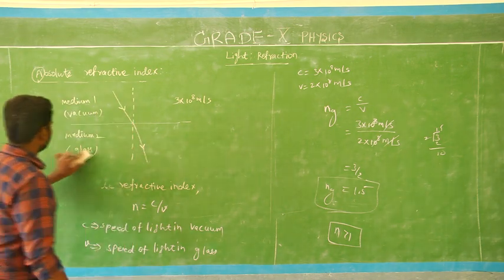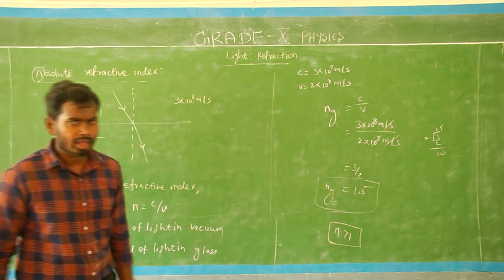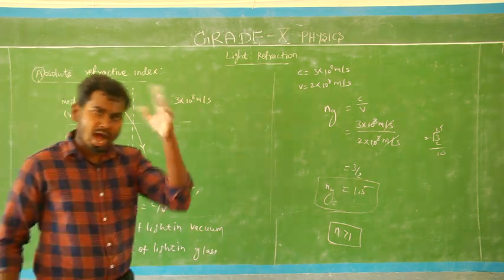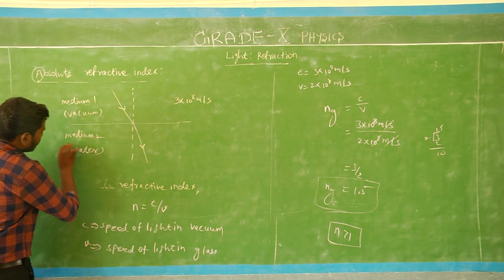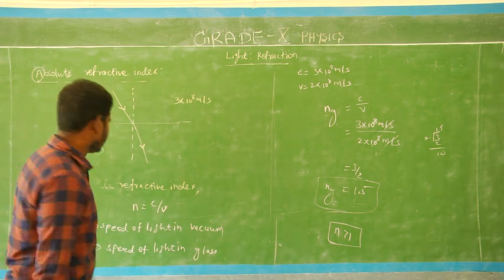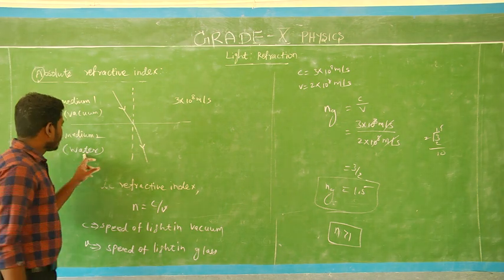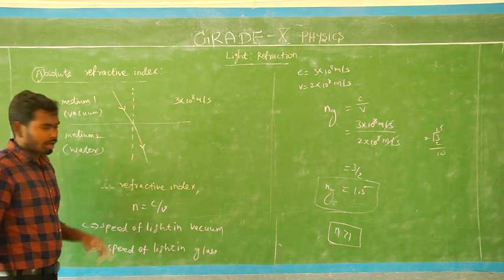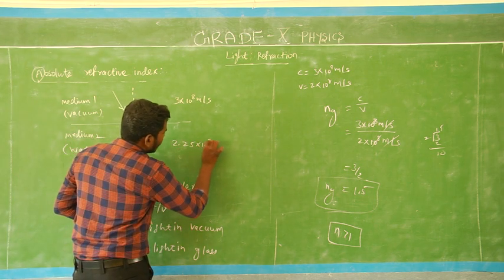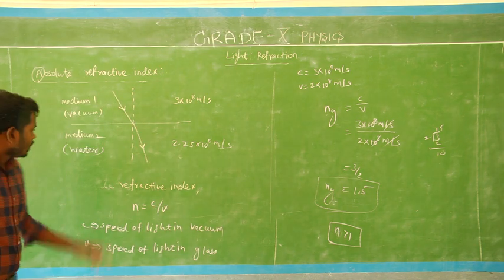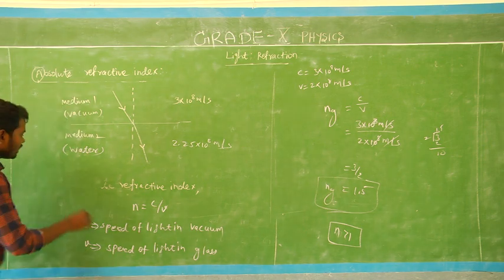In the second case, take another medium. Instead of glass, take another medium, for example water. Now find out the absolute refractive index value. In water, what is the speed? 2.25 into 10 to the power of 8 meter per second. So in water, the speed of light is equal to 2.25 into 10 to the power of 8 meter per second. Now find out the absolute refractive index.